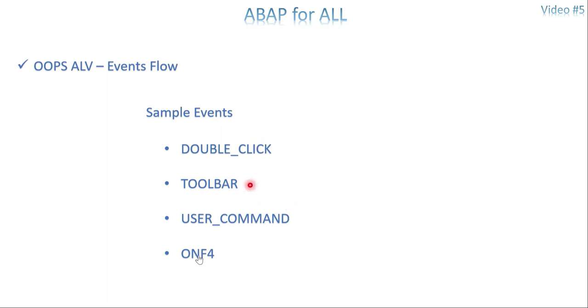But toolbar does not depend on a user action, because this event is triggered before the screen pops up. So it can be PAI or PBO. It is mentioned just for your reference. So before the screen pops up, some events also get triggered. Not every event is triggered only when something happens on the screen, like double click. Before the screen pops up there are also some events that can be triggered. So these are the four events which you're going to see in today's session.